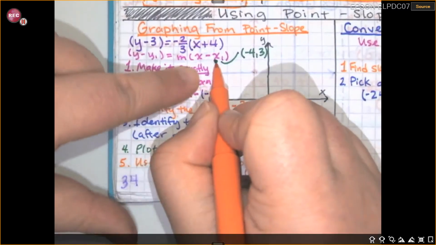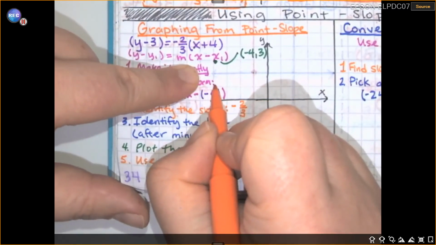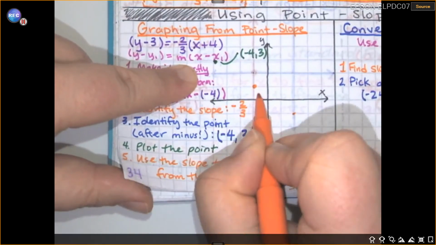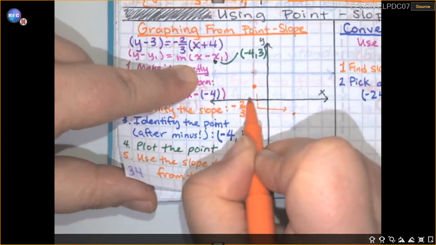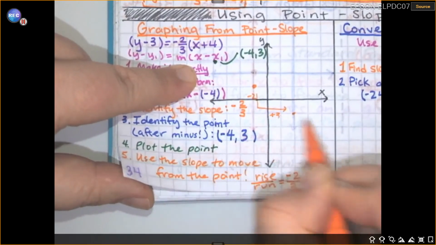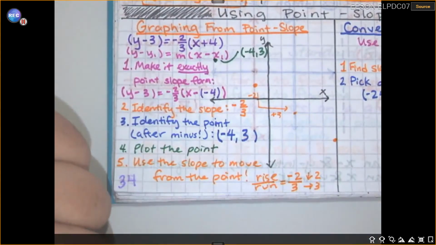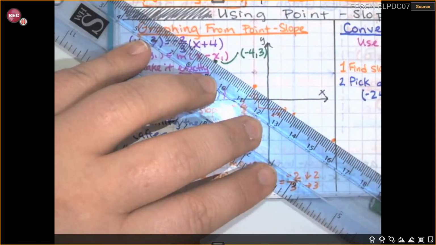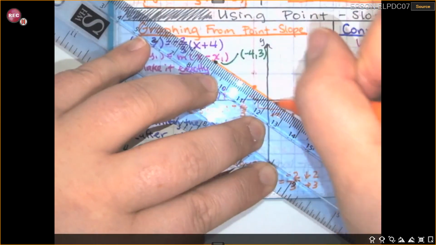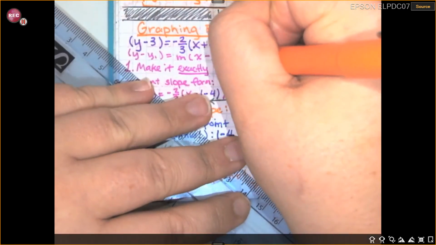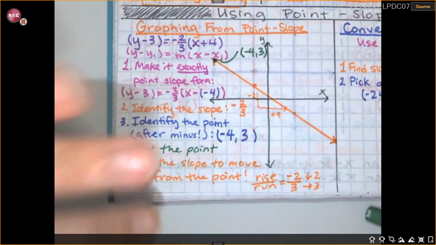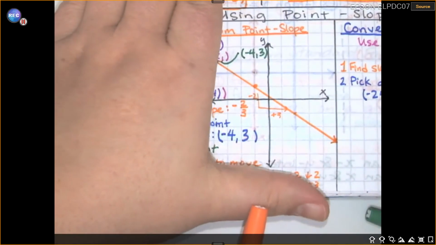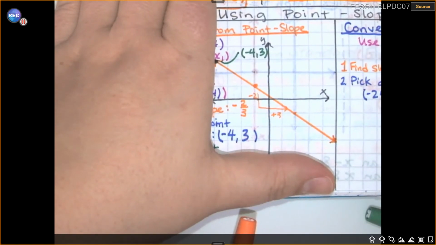Okay, so from this point, I'm going to go down 2, right 1, 2, 3, down 2, right 3, boom. And then I'm going to use a ruler to make my line, and you add arrows. Oh wait, don't be lazy. Add the arrows. The line technically goes on forever. So if you ignore all that stuff, there's your beautiful line.